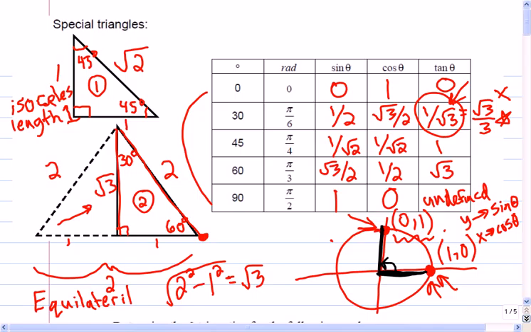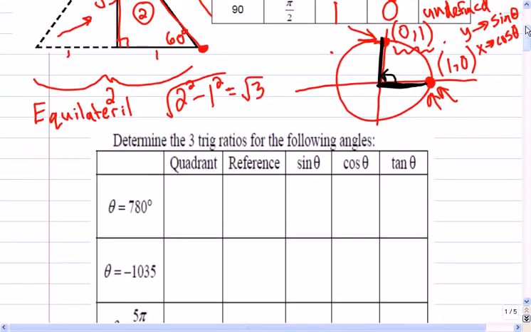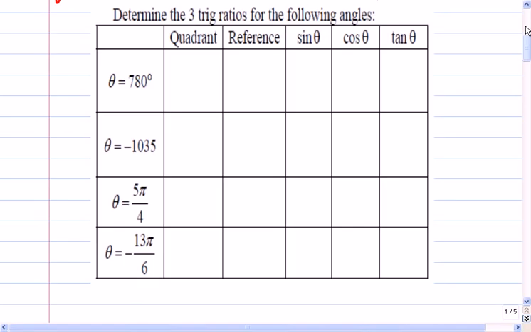When we apply the CAST rule, that means if I can do 30, I can do 150, because 30 is the reference of 150. If I can do 30, I can do 210, I can do 330, keep going, right? So there's many angles we can do as long as they fall into this for a reference angle. So let's try this and see exactly what I'm talking about.